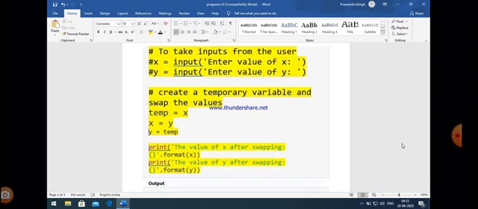Similarly we can apply it for y also. So the second print statement prints the value of y after swapping, with the curly brackets dot format y, so the value of y will be printed here. So that is a program to swap two different values.